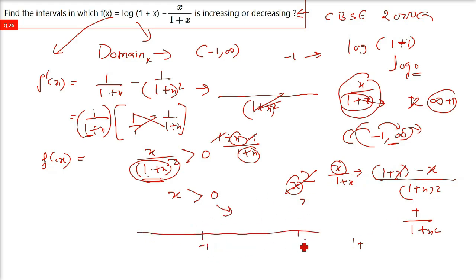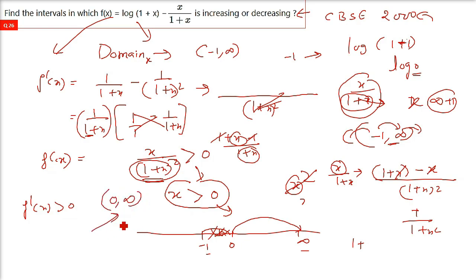So that means x should be greater than 0. That is, in between minus 1 and infinity, f dash x is greater than 0 when x is greater than 0. But we have the domain minus 1 to infinity. We have x greater than 0 now, so you cannot take this point. You will take only things which are beyond 0 up till infinity. So this will give you 0 to infinity. This cannot be taken. 0 to infinity is what f dash x greater than 0 gives you. This is the answer. Alright.